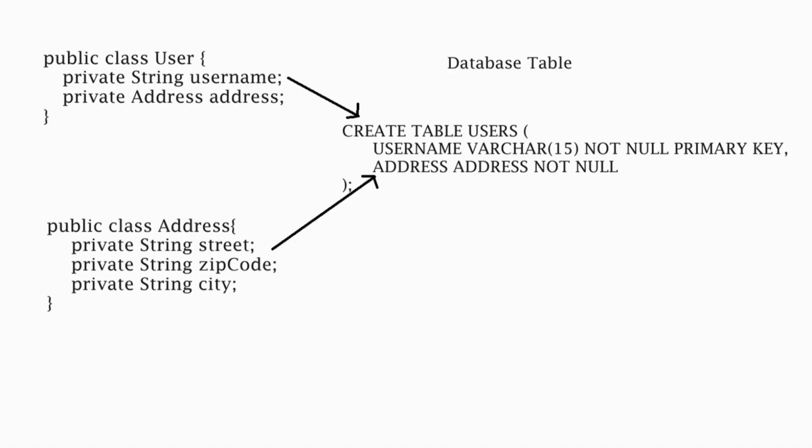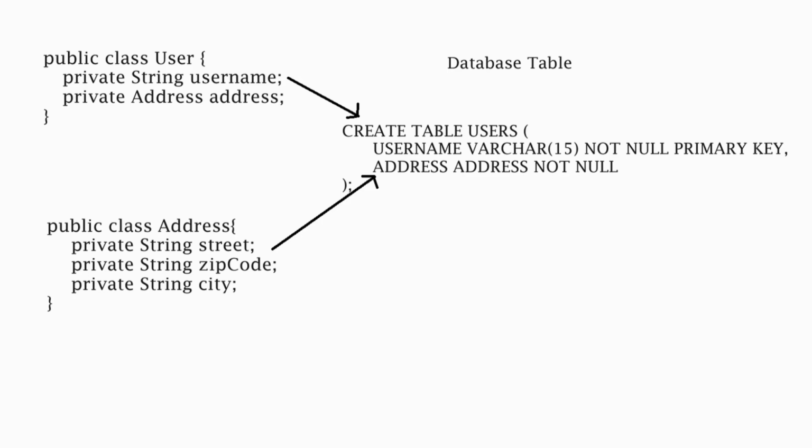Suppose I have a user class and an address class. Inside the user class I have a username, and I have an address. The address class contains street, zip code, and city. Suppose I want to map these classes into a database table, how can I do it? What are all the options available to us?